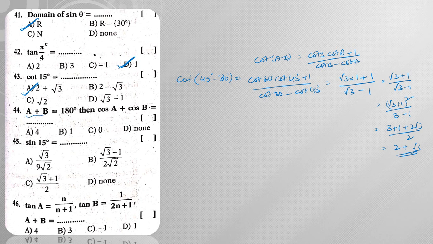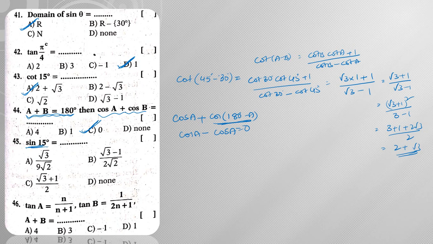Next, A plus B is equal to 180 degrees. Then cos A plus cos B is equal to, I can write it as cos A plus cos of 180 minus A, because he has given the condition. So instead of B I can write 180 degrees minus A. So cos of 180 minus theta means second quadrant. In the second quadrant cos is negative. So cos of 180 minus A becomes minus cos A. So cos A minus cos A is 0. Hence the answer is 0.